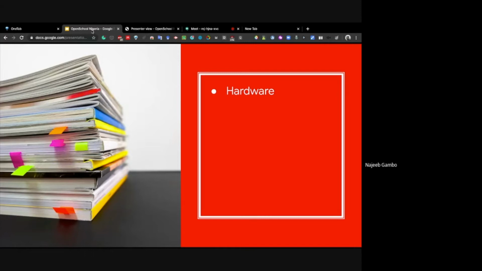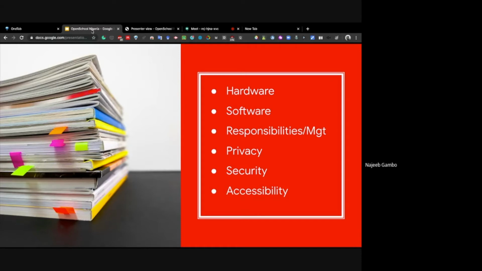So if you are coming up with a policy as a school proprietor, what is the policy for using all the machines and the policy of using software, as well as responsibilities and the management? Who is responsible for what and how? How do we manage all these devices? Not only that, what are the privacy issues we will be interested in, and what are the security issues, as well as accessibility?